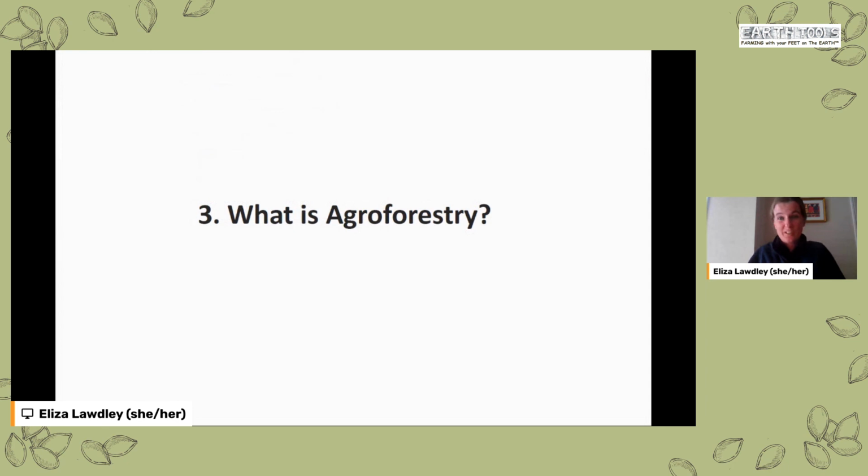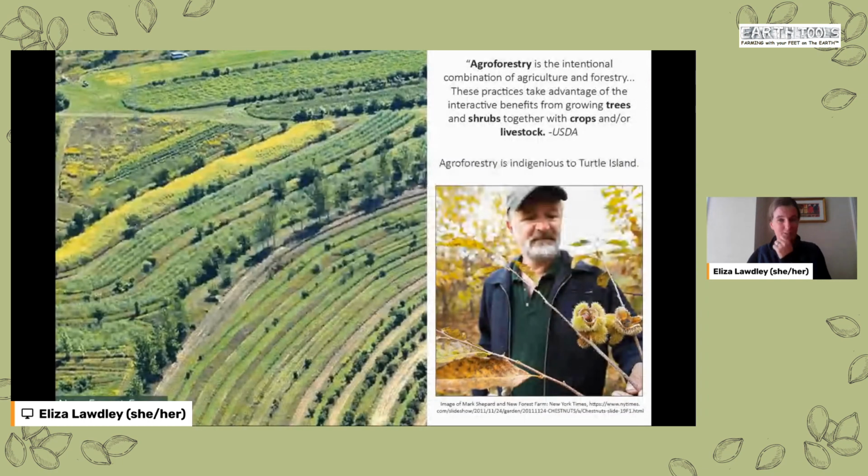I'm going to talk really quickly about agroforestry because that is the layer that comes on top of keyline design. And then we're going to talk about these case studies. So what is agroforestry? I'm going to reference Mark Shepard again here, and the USDA provides a handy quote for us. Agroforestry is the intentional combination of agriculture and forestry. So they literally took those two words and smushed them together. These practices take advantage of interactive benefits from growing trees and shrubs together with crops and livestock.